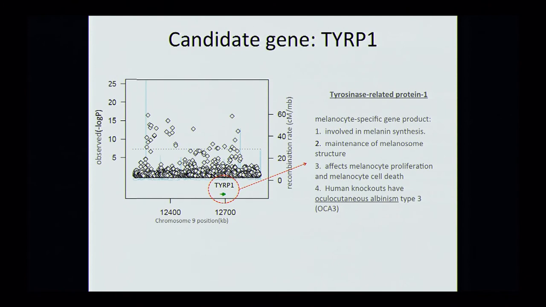So when you delve into it further, it's a gene called TYRP1, tyrosinase-related protein 1, which is expressed in the melanocyte, so it's in the cell types that produce melanin. It's involved in melanin synthesis and in the maintenance of the melanosomal structure. It affects cell death and proliferation, and fascinatingly, there are cases of people with knockouts of this gene that have a form of albinism called OCA3, or rufous albinism, or albinos of dark skin.